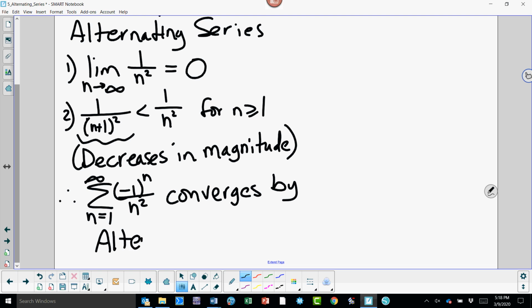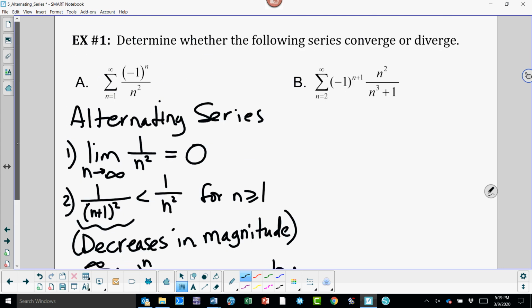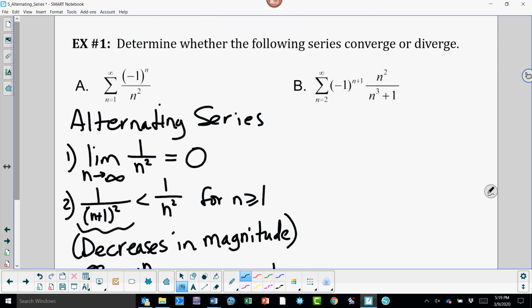Okay, so notice that we don't have to use p-series, we don't have to use geometric series, no integrals or anything. All we have to do is show that the limit is 0, state that it's alternating, and then show that it decreases in magnitude, and then you're good. So it's much, much easier for a series to converge if it's alternating. Okay, so let's look at the next one.